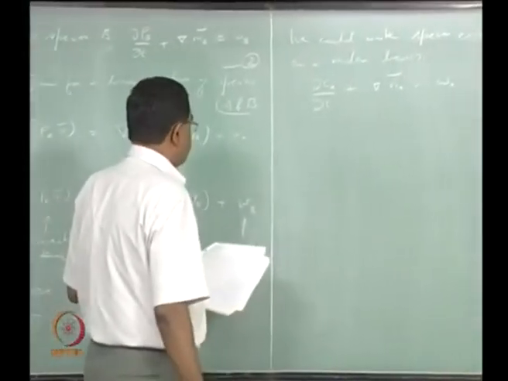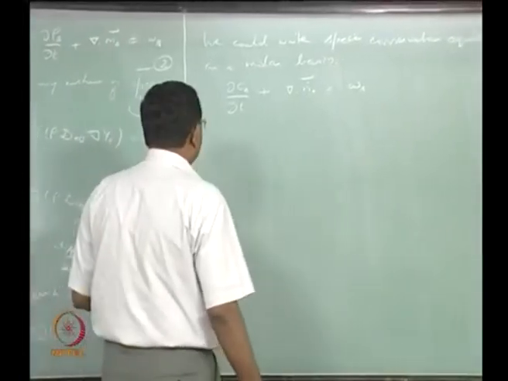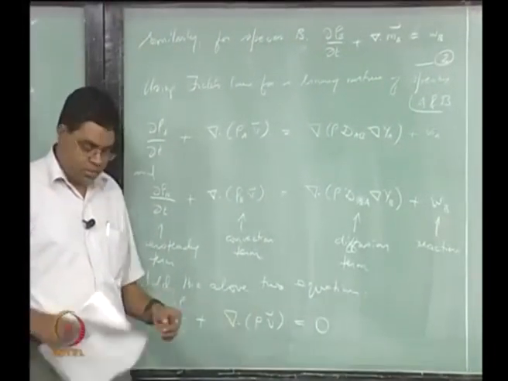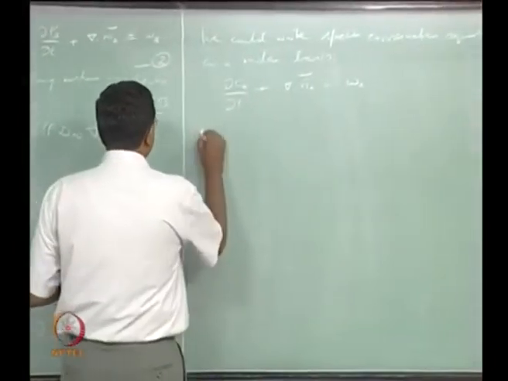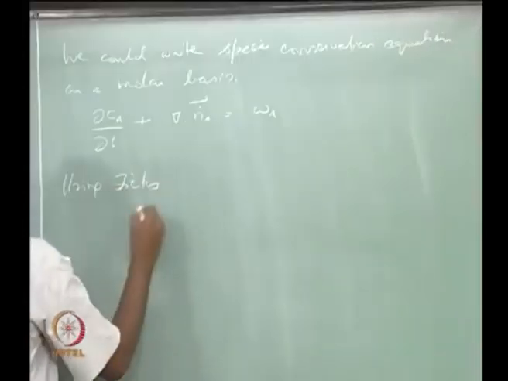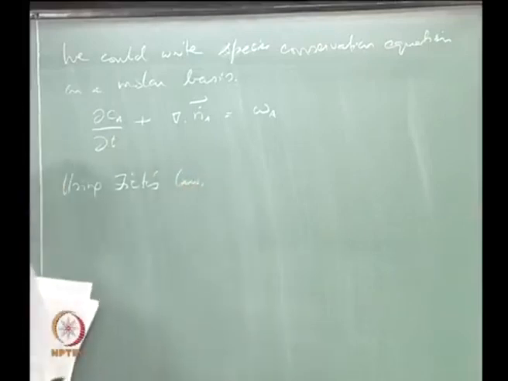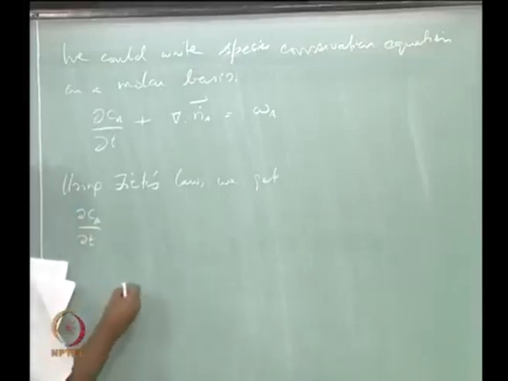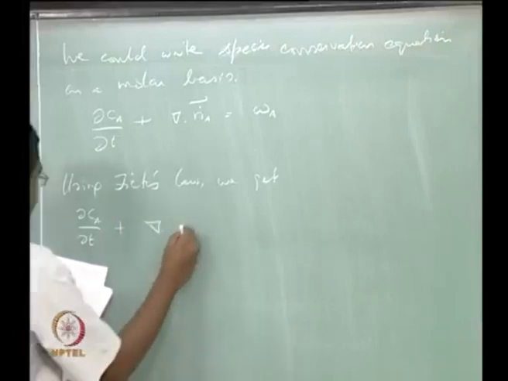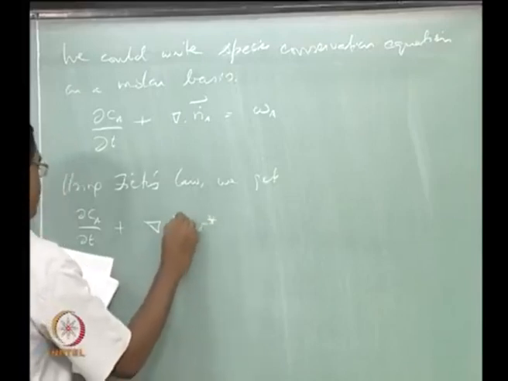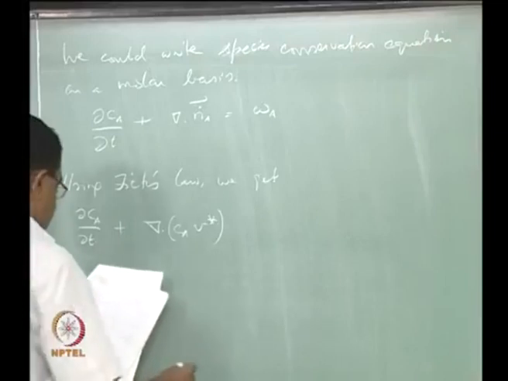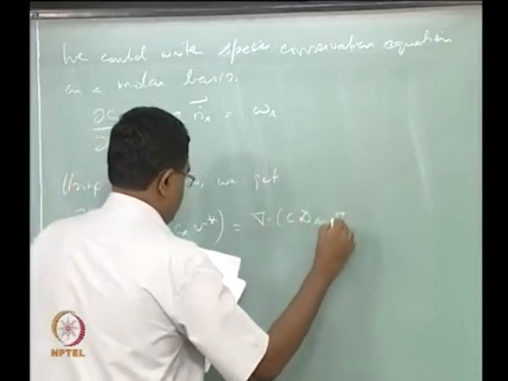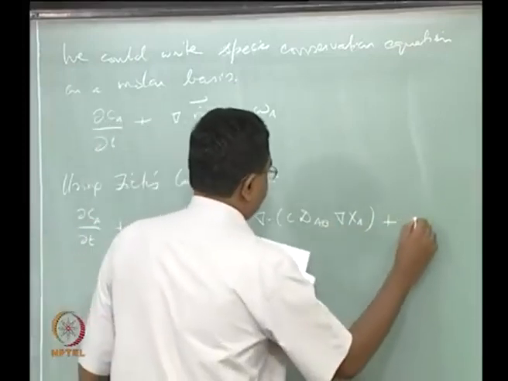Now you can do one more thing. We will have a C V star, keep that in mind. Using Fick's law, we get dou CA over dou T plus divergence of CA V star, which is the molar averaged mixture velocity, equal to divergence of C DAB gradient XA plus omega A.